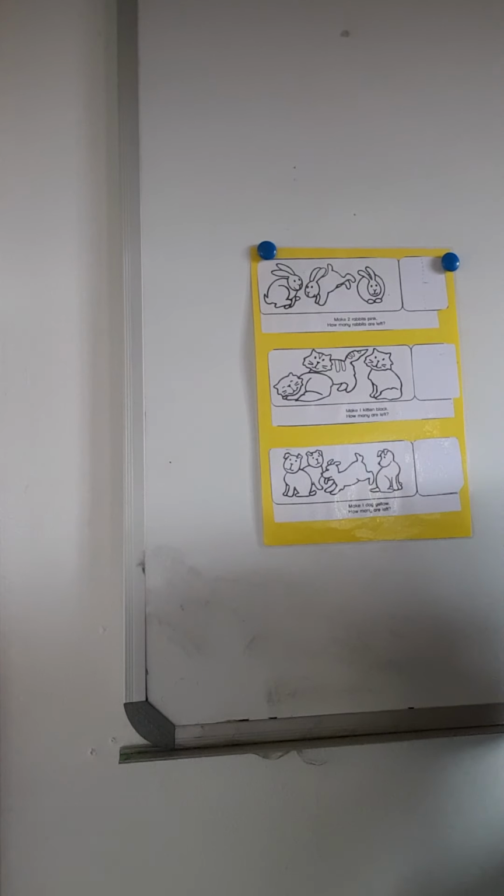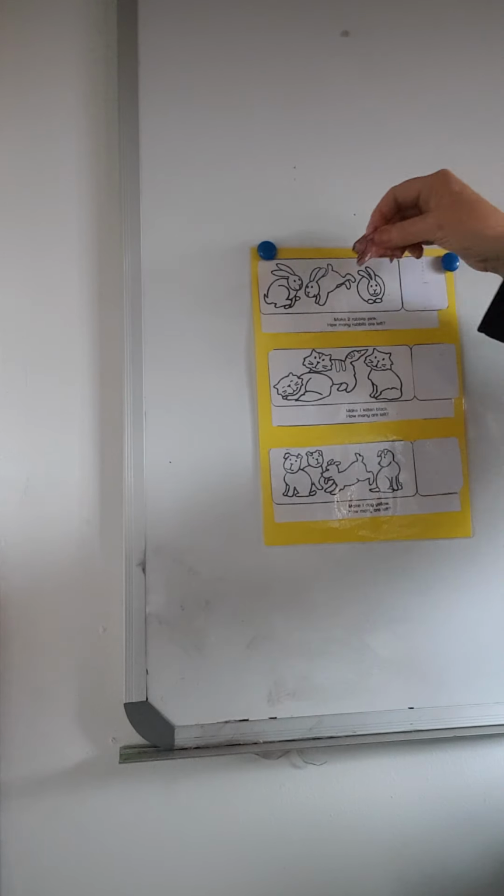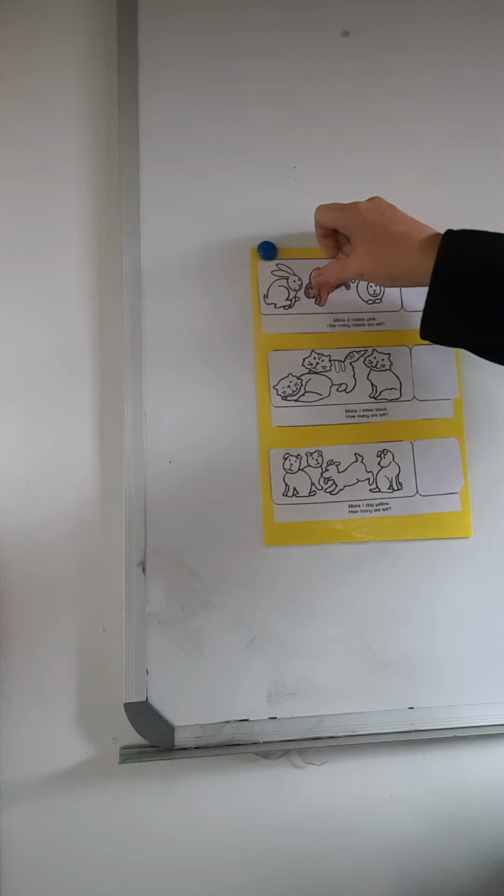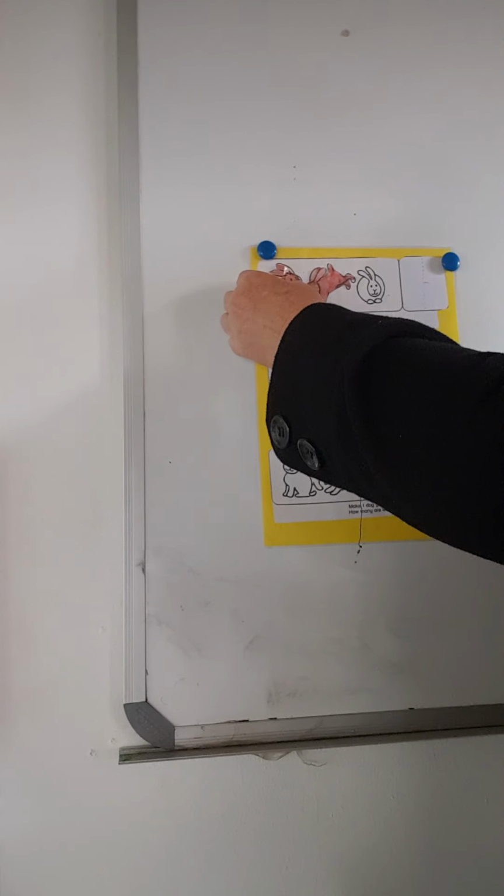Okay, so if I make 2 rabbits pink, let's do this one. And I'll do this. Okay, so I've made my 2 rabbits pink. How many now have I got left? I've only got 1 left. And here they say to me, how many rabbits are left? So over here, I have to write the number. Okay, and what number is that going to be? It's going to be the number symbol for number 1.